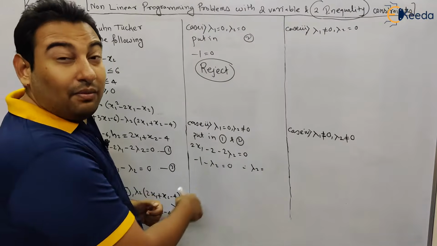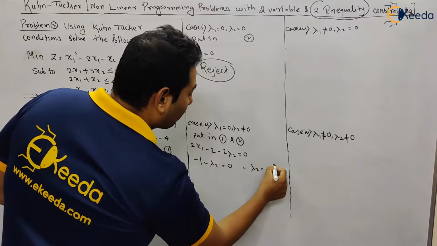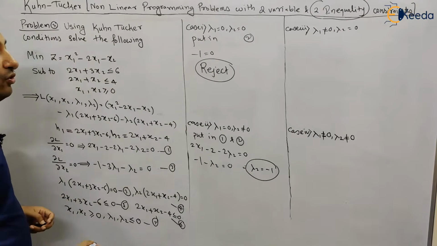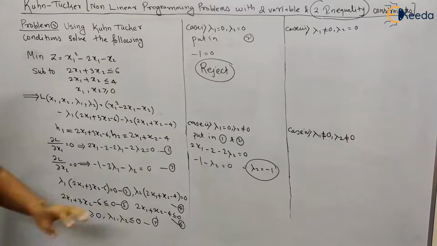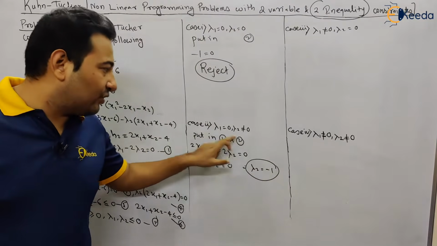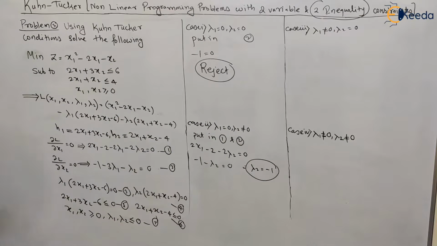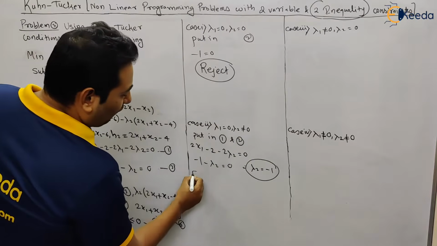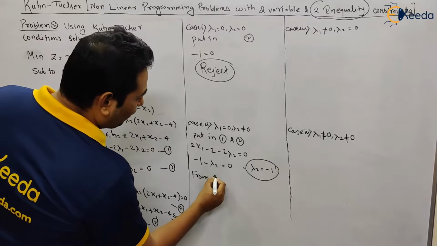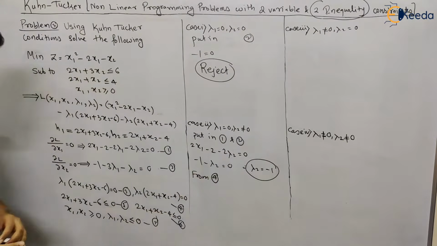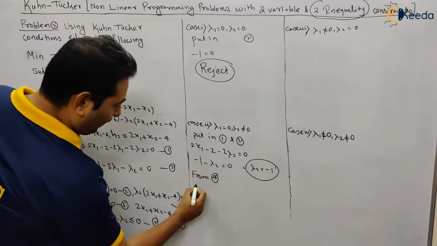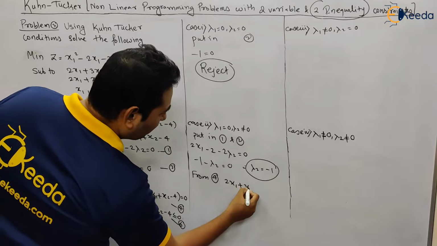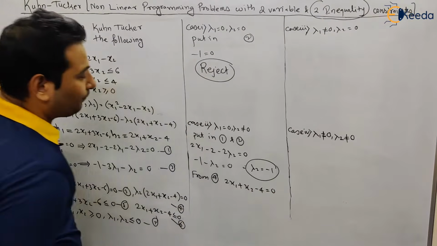Lambda 2 will go to that side and become minus 1. We got the value of lambda 2. We already know the value of lambda 1, which is 0. So for this particular case, lambda 2 is minus 1, lambda 1 is 0. We need to find x1 and x2. Lambda 2 not equal to 0, from equation number 4, what does this mean? This particular expression equals 0, that is 2x1 plus x2 minus 4 equal to 0.